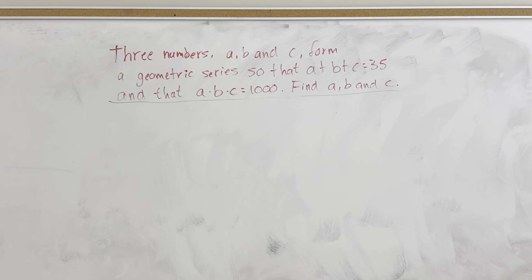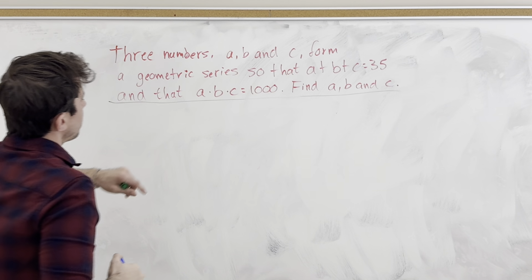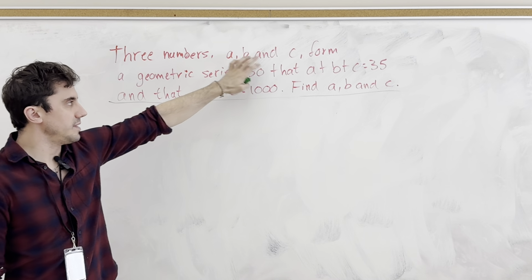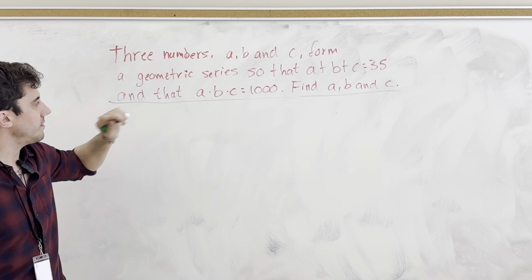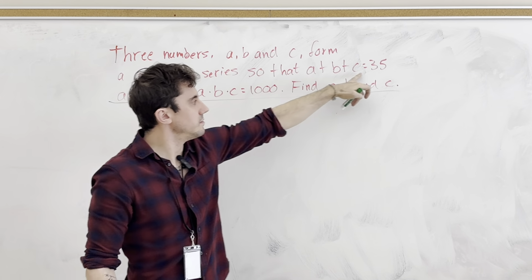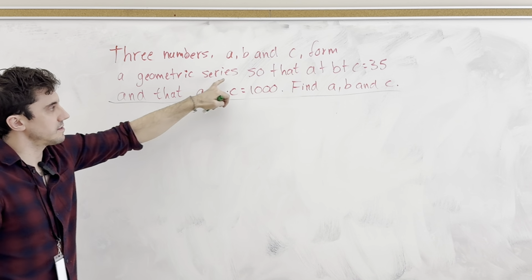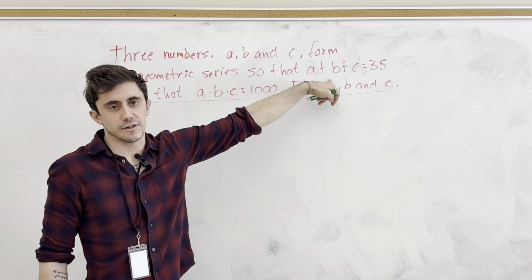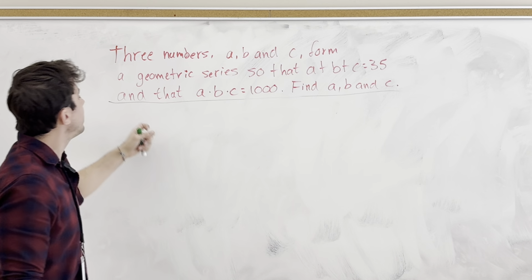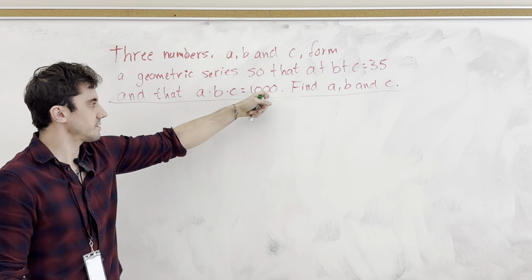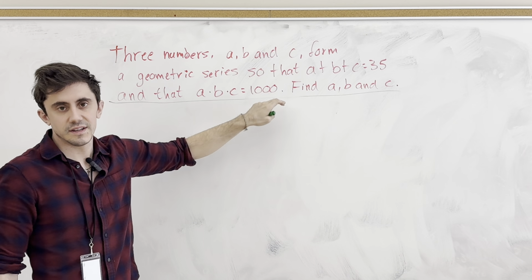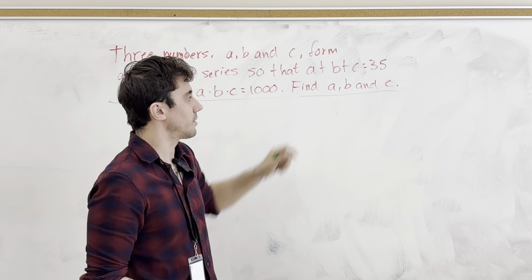Hey everyone, today we're going to do an example with a geometric series where we have three numbers, namely a, b, and c, such that their sum is 35. So together as a geometric series, the sum of their three terms is 35, and also their product, a times b times c, is 1,000. And so we're going to find a, b, and c.